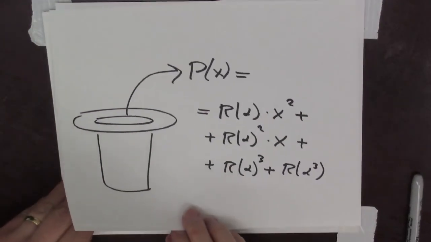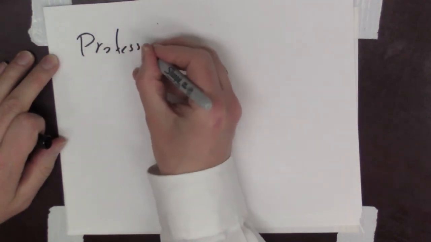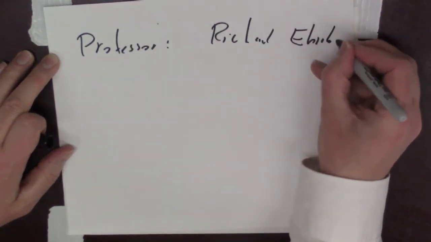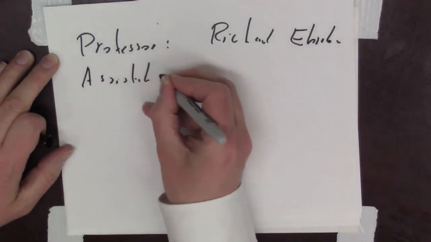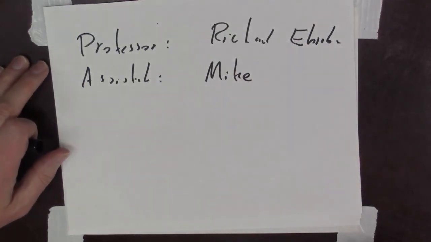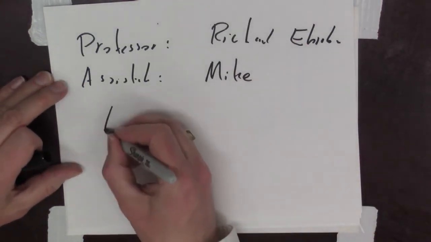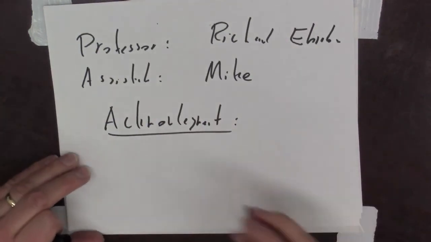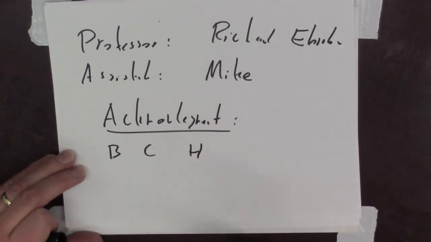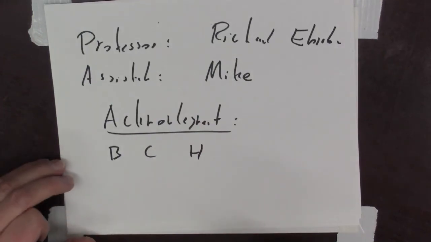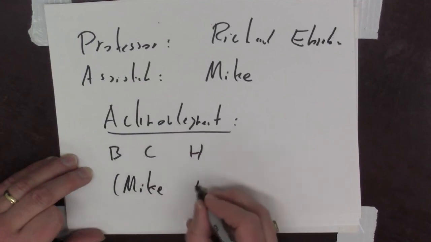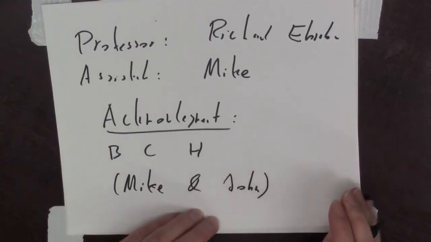So this is all by me. So here's the end credit, professor, me. Assistant, Mike, who knows his last name. Then we want to give acknowledgements. For the help for this. Well, we want to thank B, C, and H who came up with this code. And finally, I think we should also thank Mike who made this whole thing possible, and some person called John, I think, also made this possible.